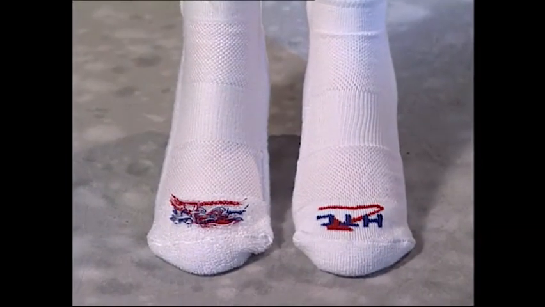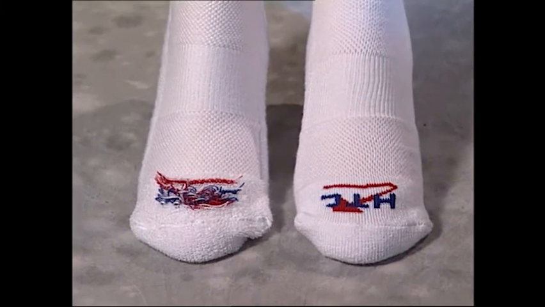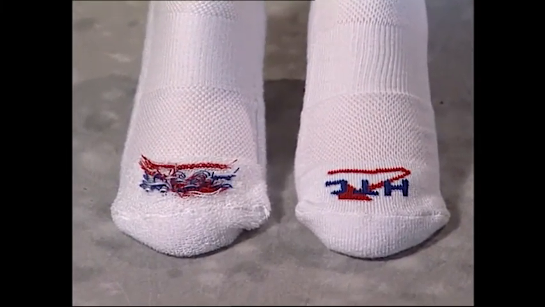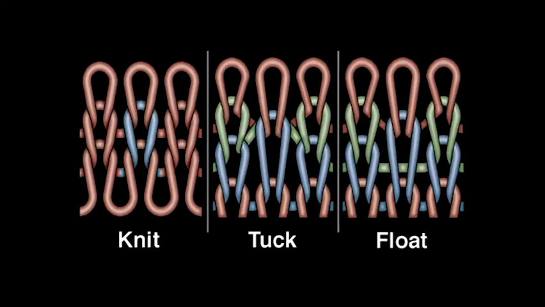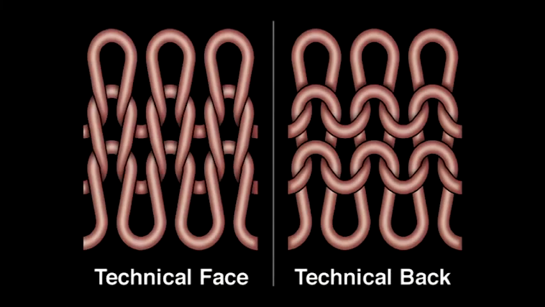In this segment, we discuss the basic stitches that make up knitted socks. There are only 3 types of loops or stitches possible in weft knitting: knit, tuck, and float. Let's take a look at the first one, the knit stitch.